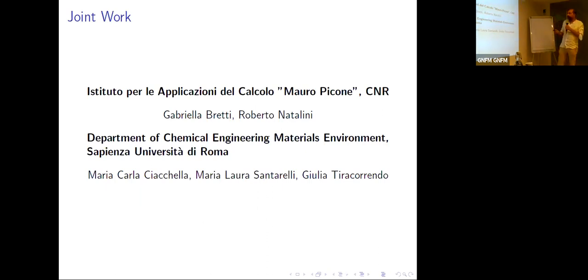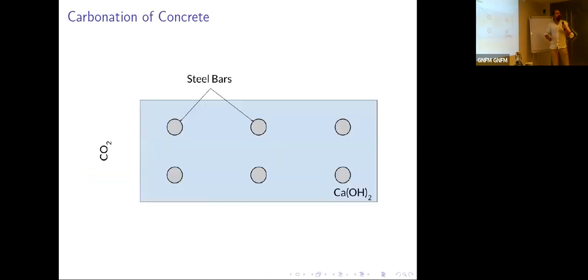Now, we talk about carbonation of concrete. The same topic has been discussed on Monday morning by Francesco Freddi. I'm here just to resume some of the features of the process.